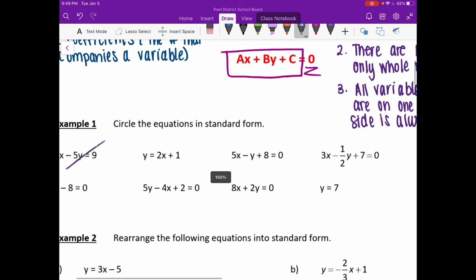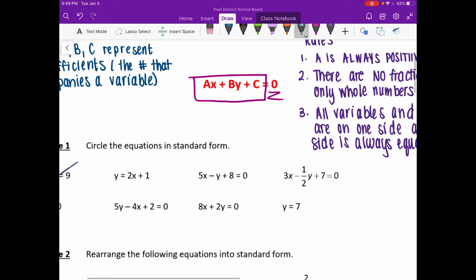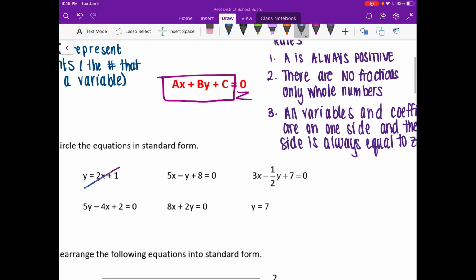Here we have y equals 2x plus 1. A is positive in this situation. There aren't any fractions. But again, the variables are not on one side, so this doesn't count. Here we have it written as ax plus by plus c. Ax plus by, b in this situation is just 1, plus c. Written in the right form, we have one side that is equal to 0. A is positive. The 5 here is positive. Therefore, this counts, and we're just going to highlight that.